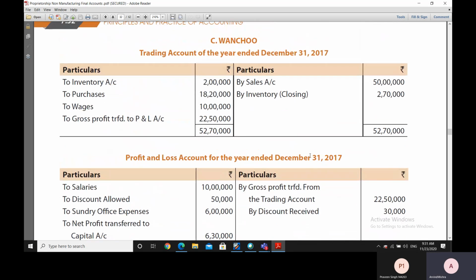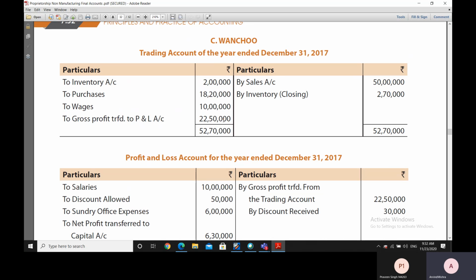So finally, we can see here that the closing inventory is shown here 2,70,000 rupees, and opening inventory is shown as 2 lakh rupees. And then once we have transferred the sales, purchases, and the wages, we subtract the total of the credit side from the debit side, and we get the balance of 22,50,000 rupees, which is the gross profit. And then this gross profit has to be transferred.